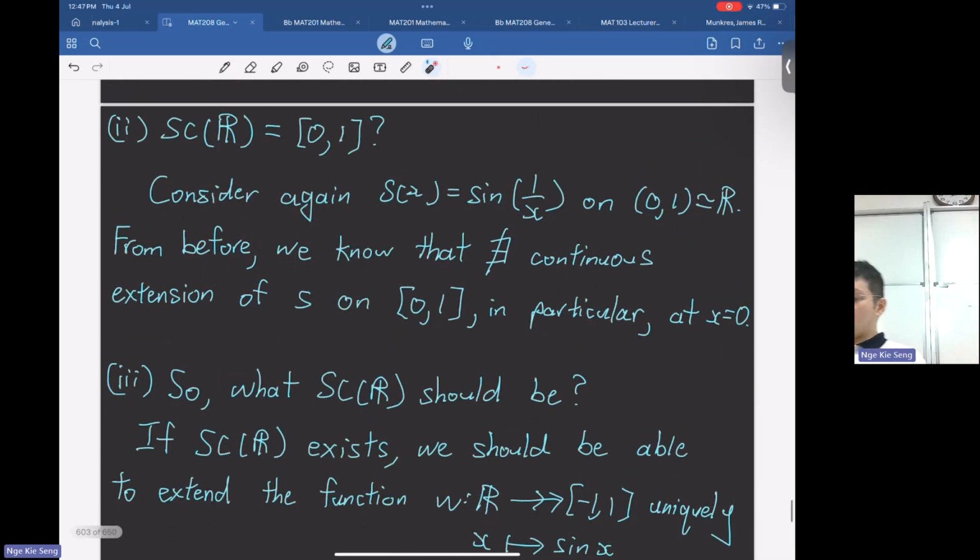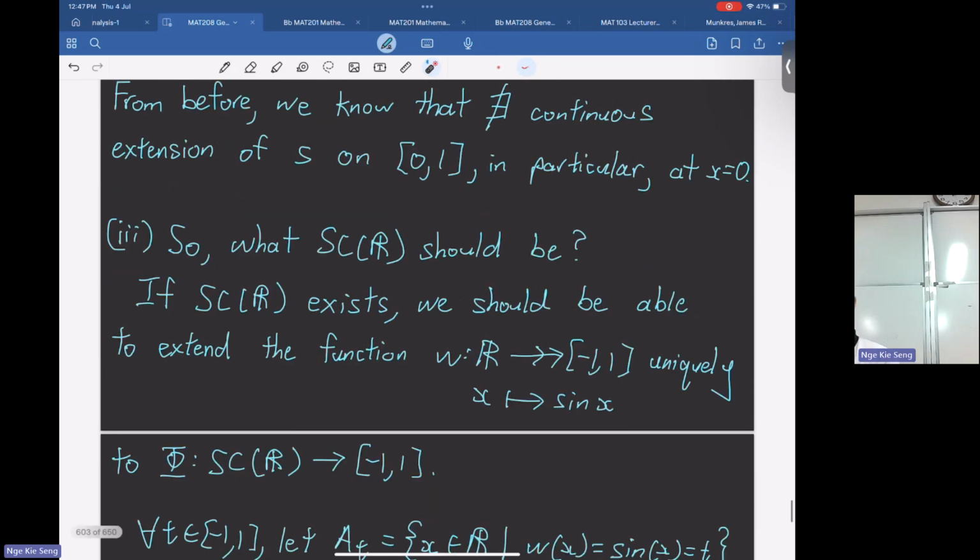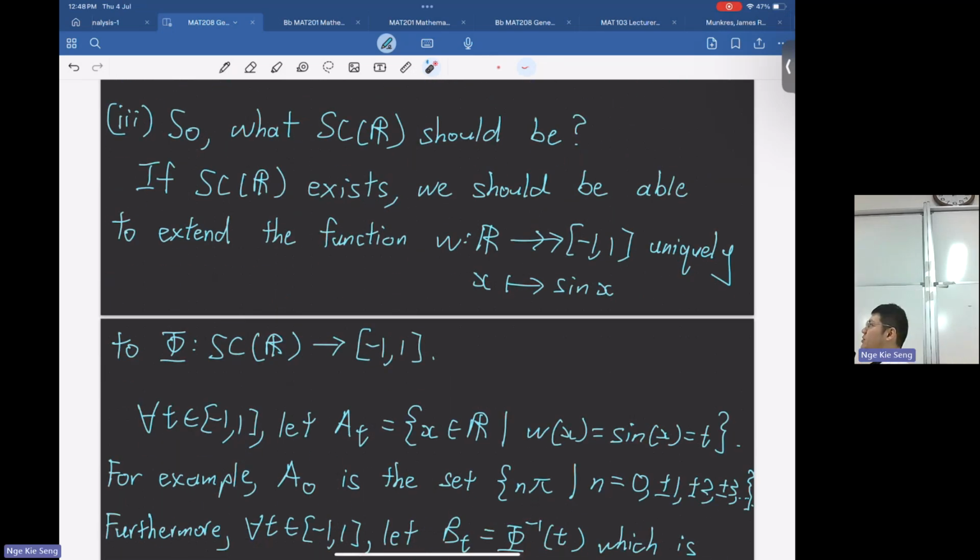How about the 2-point compactification? Is it possible or not? Okay, for this case, we know that it's not possible already. This is from the MA1 case. If you consider sine 1 over x. Remember, if we want to add in the limit point, we actually need to add in the whole interval. You cannot just add in points, 2 points. So what should it be? Okay, so what should it be?